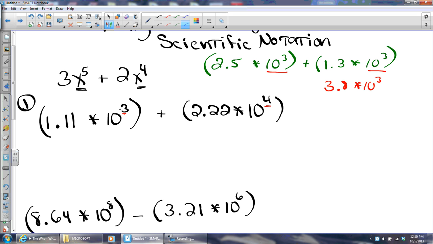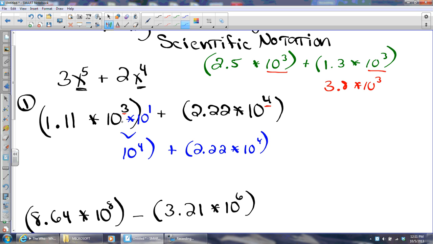So I'm going to change this 3 into a 4. Well, how can I do that? Well, of course, I'd multiply by 10 to the first power, causing this to become 10 to the fourth, right? I'm not going to alter this 2 and 22/100ths number yet, so I'm just going to write it down.